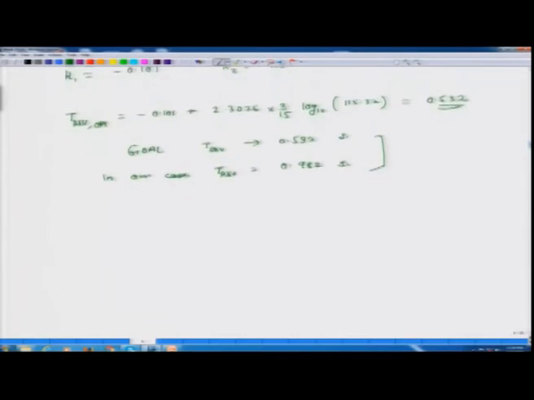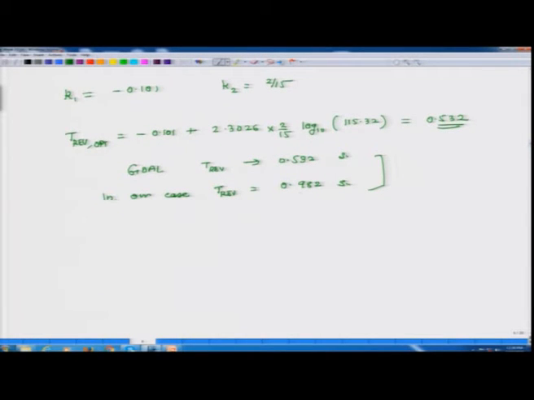So, the question is, how do you bring this down? How do you reduce T rev from 0.982 to 0.532 seconds? Okay, this is the question. So, the answer to that is, you go back and look at the equation.